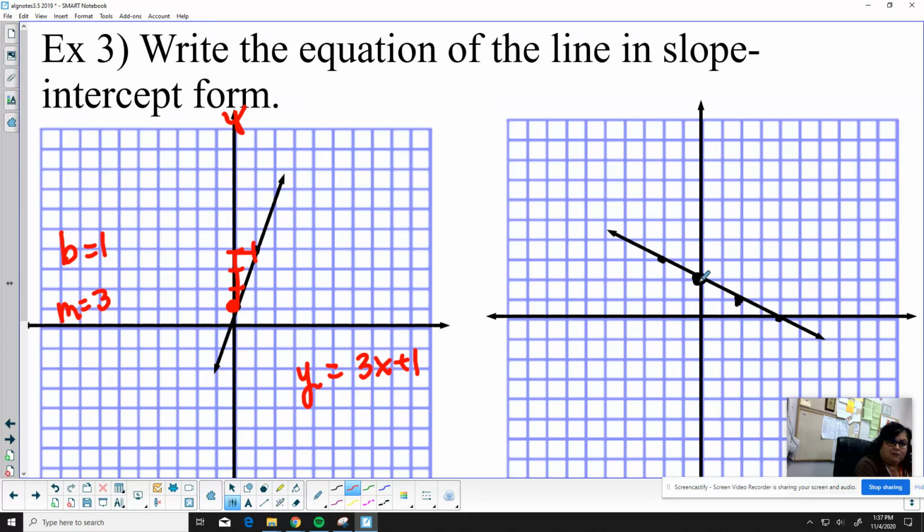Same thing here. Okay, my y-intercept, or my b, is 1, 2. And my slope, if I start with the most left point, I'm going to go down and over. So my slope is down 1, right 2. So my equation is negative 1/2 x plus 2.